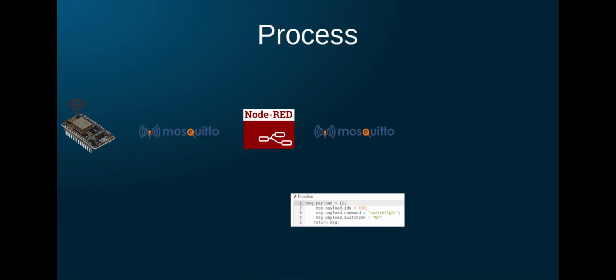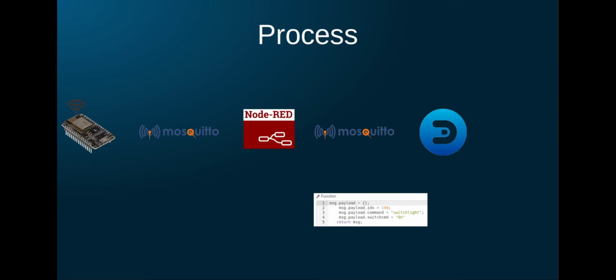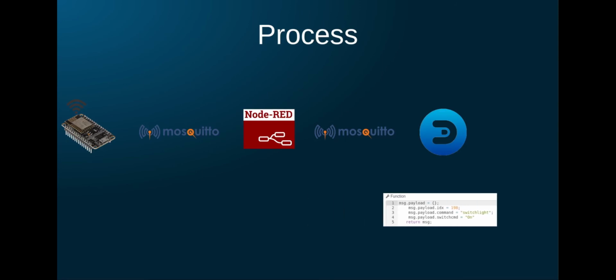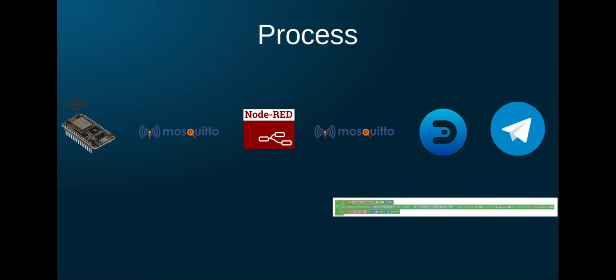Domoticz picks up the command and turns the dummy switch on. An event in Domoticz is triggered by the switch being turned on and sends a message to Telegram. For this process to work, we need to tie some technologies together, which will make this a lengthy video. But in this video, I hope to give you a glimpse of each of these technologies, which may inspire you to use them in your future projects.